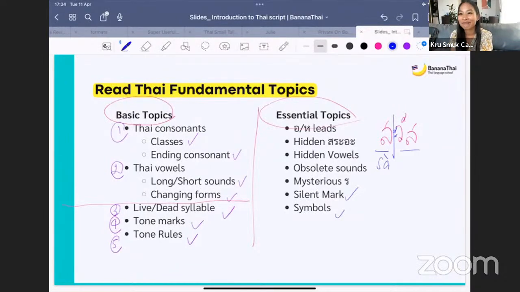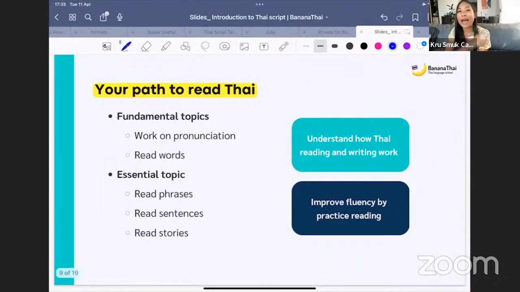What do you think? It's good? Easy. Yeah, right? I mean, the most important thing is you know where you go and you know where you are. If you just jump right away, say, oh, I want to learn how to read Thai, and just start lesson one, it's going to only demotivate you. It's better to see the full picture. So this is your path.